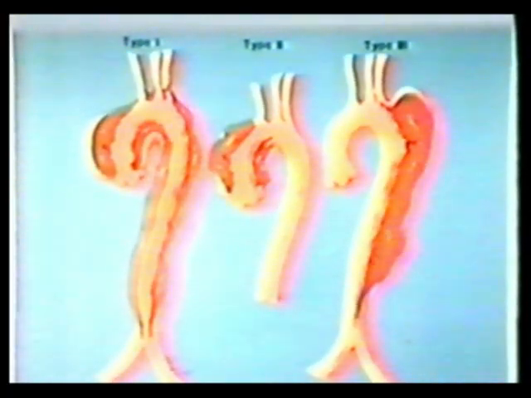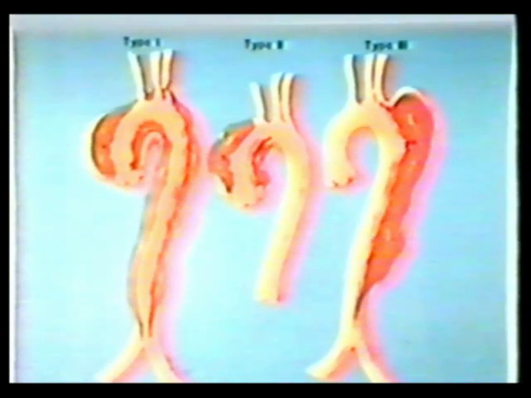Dissection occurs in the setting of disease of the aortic media, most commonly cystic medial necrosis. Blood under pressure enters the media through an intimal tear and dissects its way through the media, both antegrade and retrograde. The intima, which forms the boundary between the true and false lumens, will appear as a linear flap within the aorta. Aortic dissections are classified according to their origin and extent.